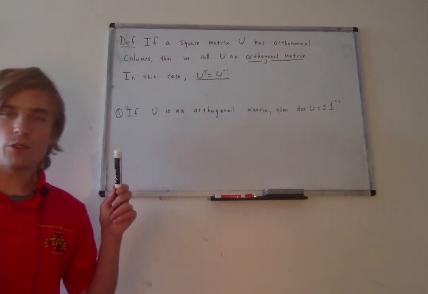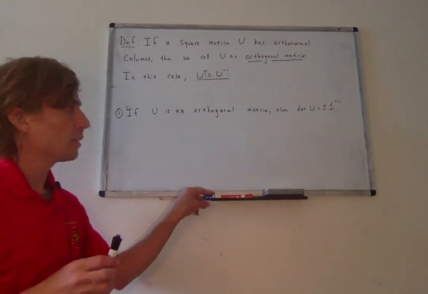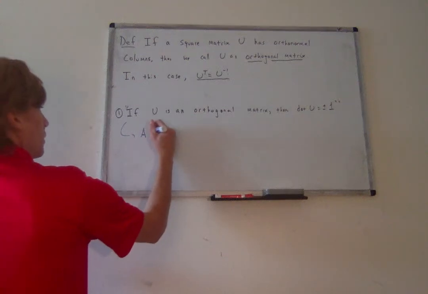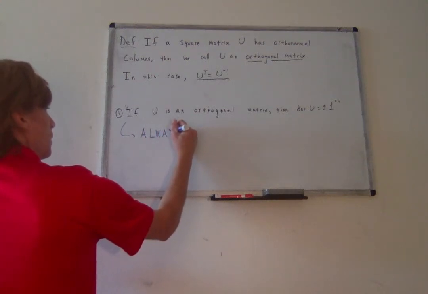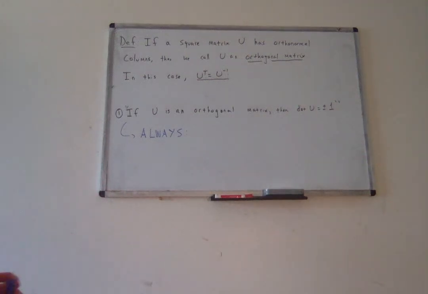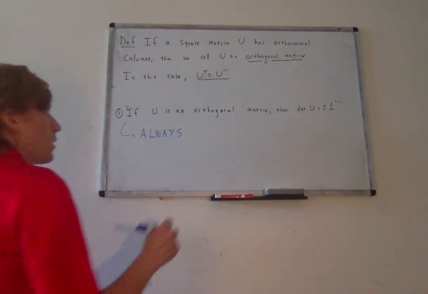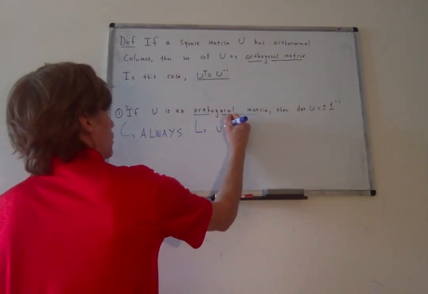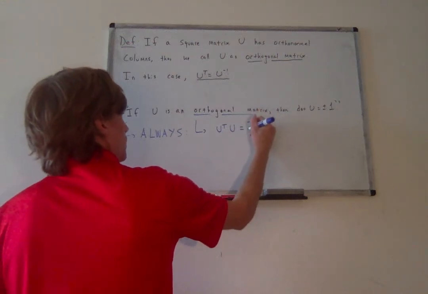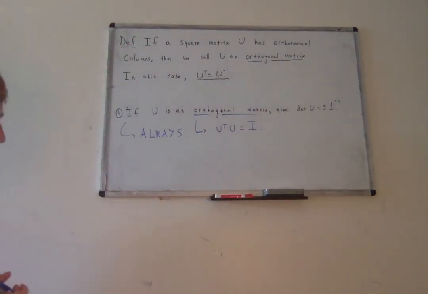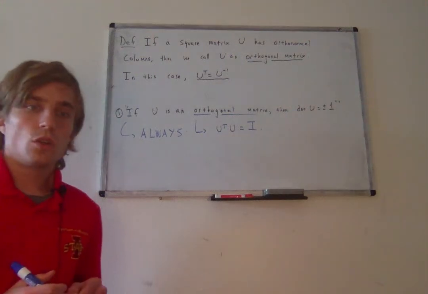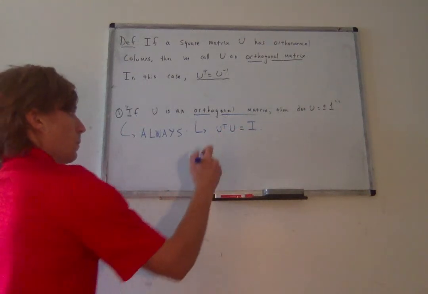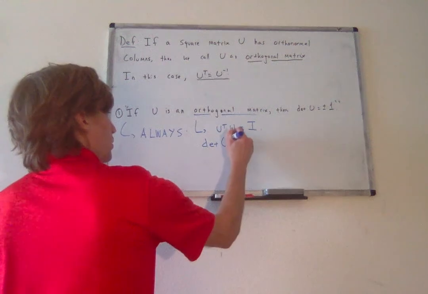So pause the video, think about it. All right, this statement is always true. Why is that? If U is an orthogonal matrix, as we just learned, this means that U transpose times U is equal to the identity matrix, right? So working through this, we want to eventually get to the determinant of U. So it might make sense to take the determinant of both sides of this equation.